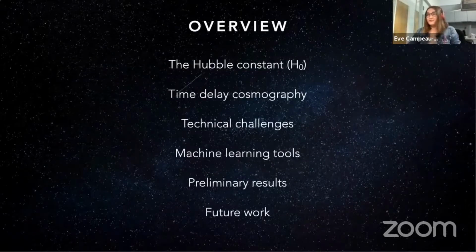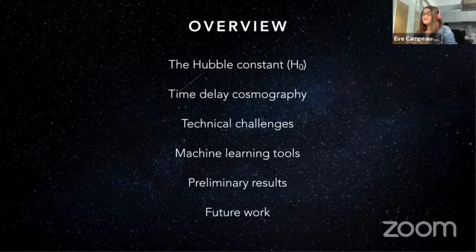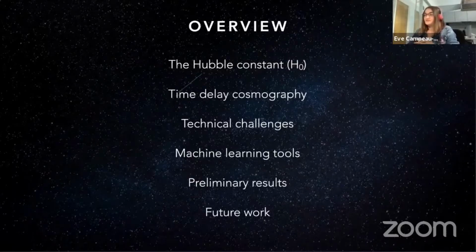So here's the overview. First, I'll talk about the Hubble constant, which is just another name for the expansion rate of the universe. It's also called H0 for short. I'll talk about time delay cosmography, which is the method that we use to infer it. I'll describe some technical challenges with this method and how machine learning tools can help us with those issues. I'll show some preliminary results and talk about the next steps.